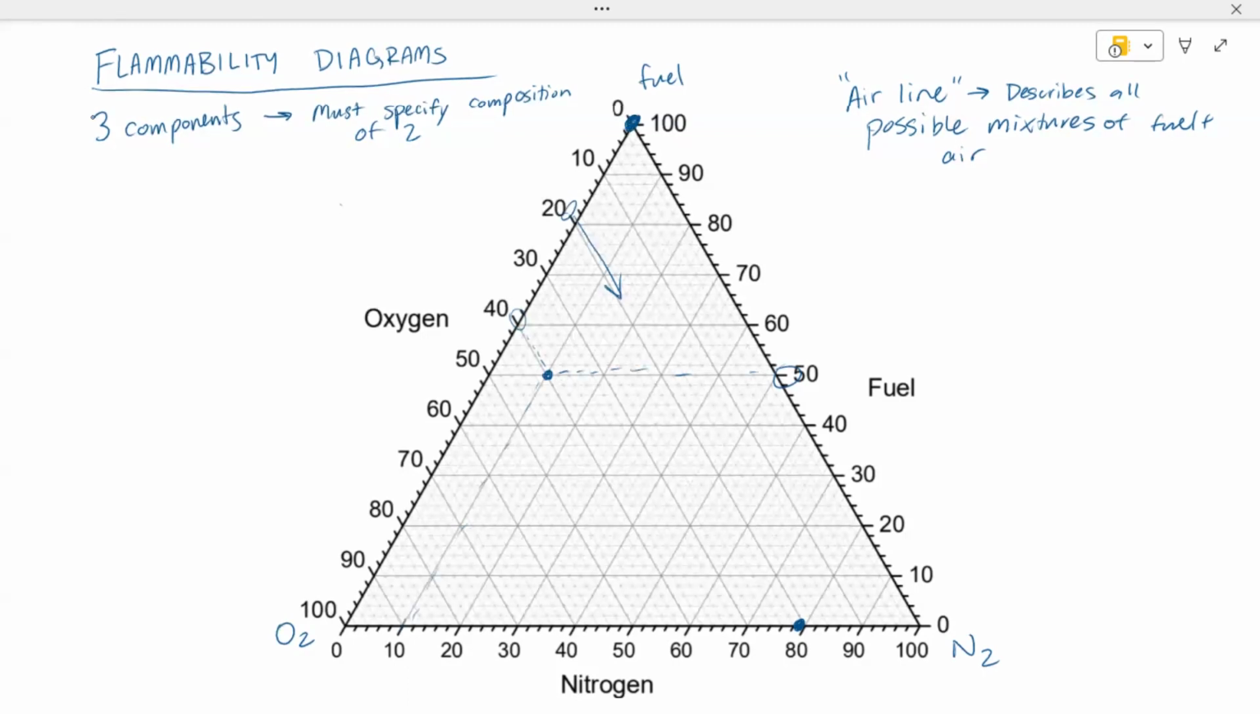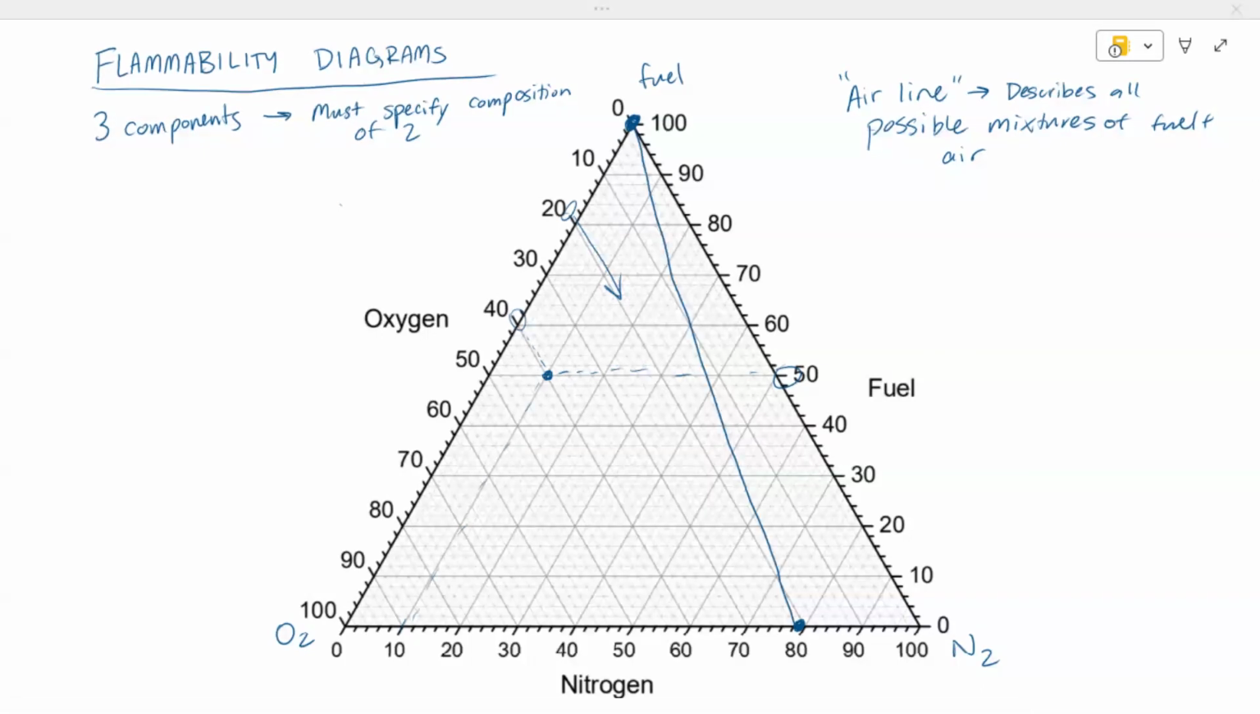And all possible mixtures of fuel and air. This is something generally true in ternary diagrams like this. Anytime you have two things that you're mixing, what you can do is find the two compositions on that diagram, which I've already done, and then you draw a straight line in between them. So I'm going to do that and we'll see what happens.